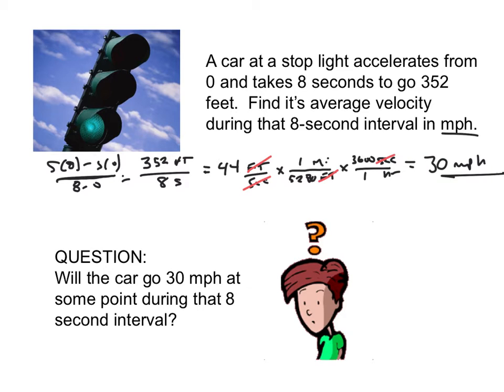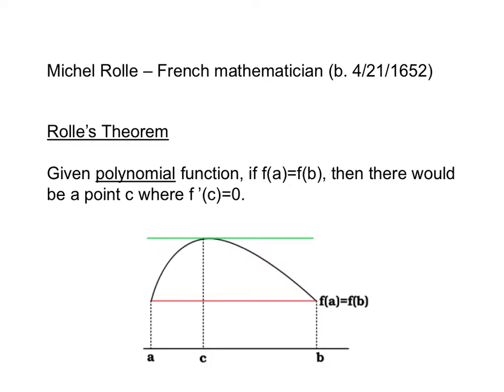So the question is, did I go 30 miles per hour at some point? And if you think about it, if 30 miles per hour is my average and I'm accelerating, at some point I'm at 0, and at some point I'm going to have to be greater than 30 miles per hour for my average to be 30. So wouldn't it make sense that somewhere during that interval I had to at least be going 30 miles per hour? So yeah, and that's what the mean value theorem says, mean meaning average. At some point, will my average velocity be equal to my instantaneous velocity? And it will, as long as certain conditions are met.